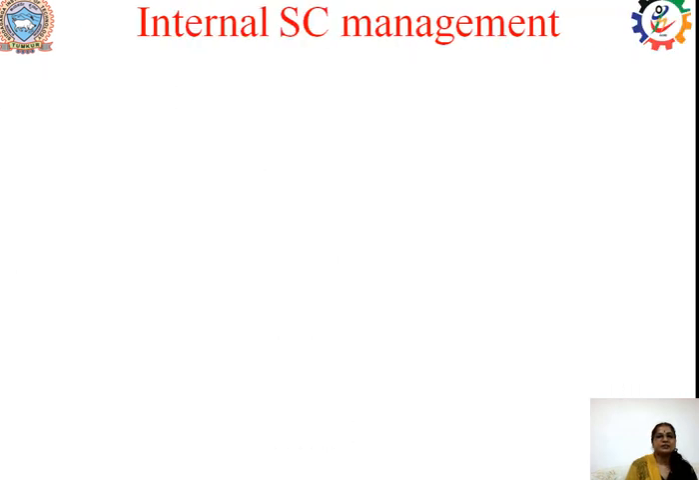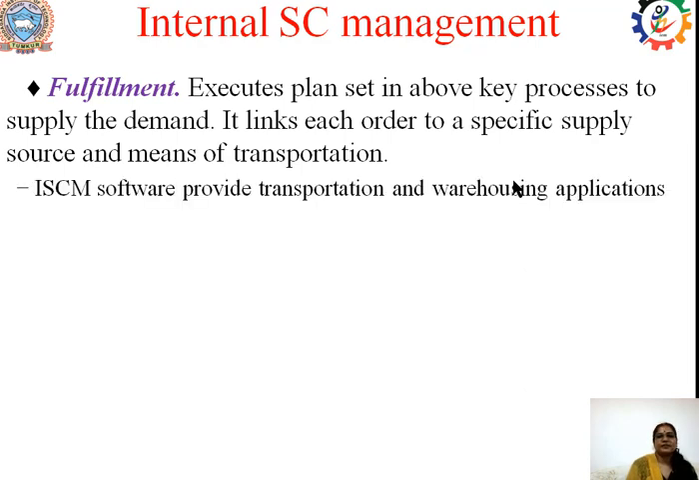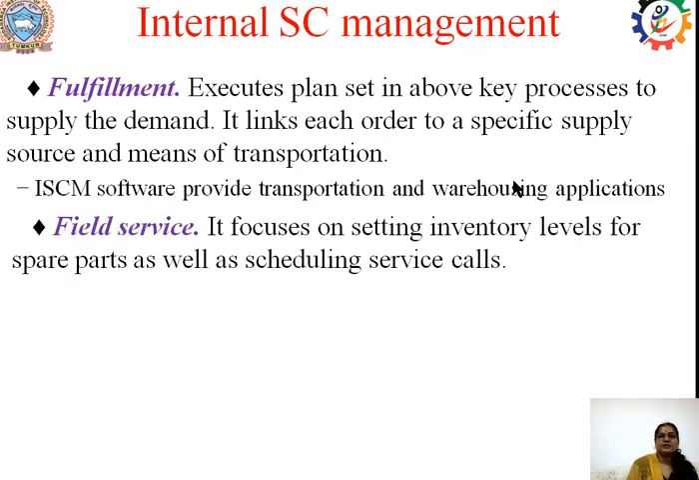Next key process is fulfillment. It executes the plan set in the above key processes to supply the demand. The plan is there but should be executed, no? This particular key process will do that. It links each order to a specific supply source and means of transportation. So software provides transportation and warehouse applications here.